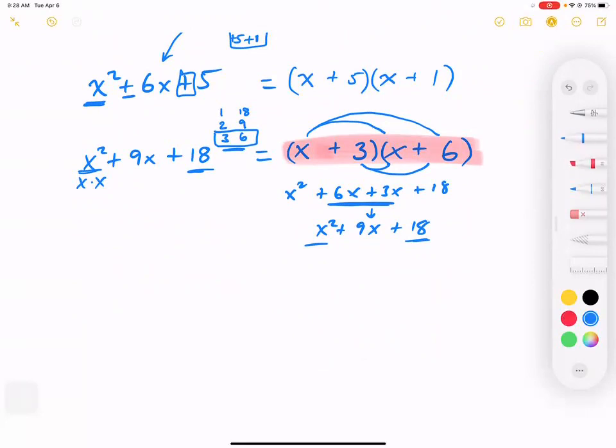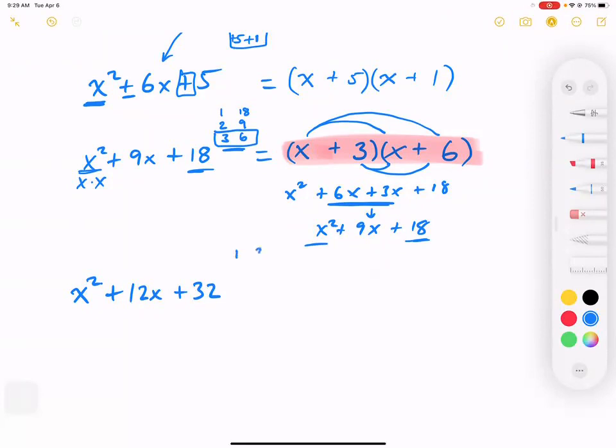Let's do a couple more problems. If I say x squared plus 12x, and we'll say plus 32. Okay. Can you think of two numbers that multiply to become 32 and add up to become 12? And they're probably going to be popular ones in your head already. What numbers multiply to become 32? Do you remember the multiples that multiply to become 32?